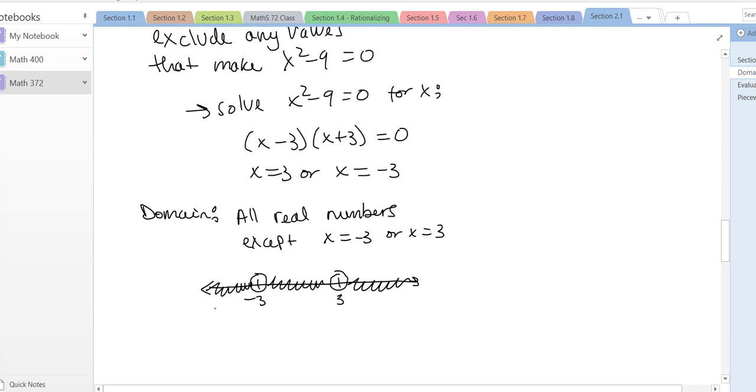So all real numbers except 3 and minus 3. So the domain in interval notation will be negative infinity to minus 3, not included, union, the middle, negative 3 to 3, union, and then the right, 3 to infinity. And you can write it in set builder notation as well, as we did in the first video.